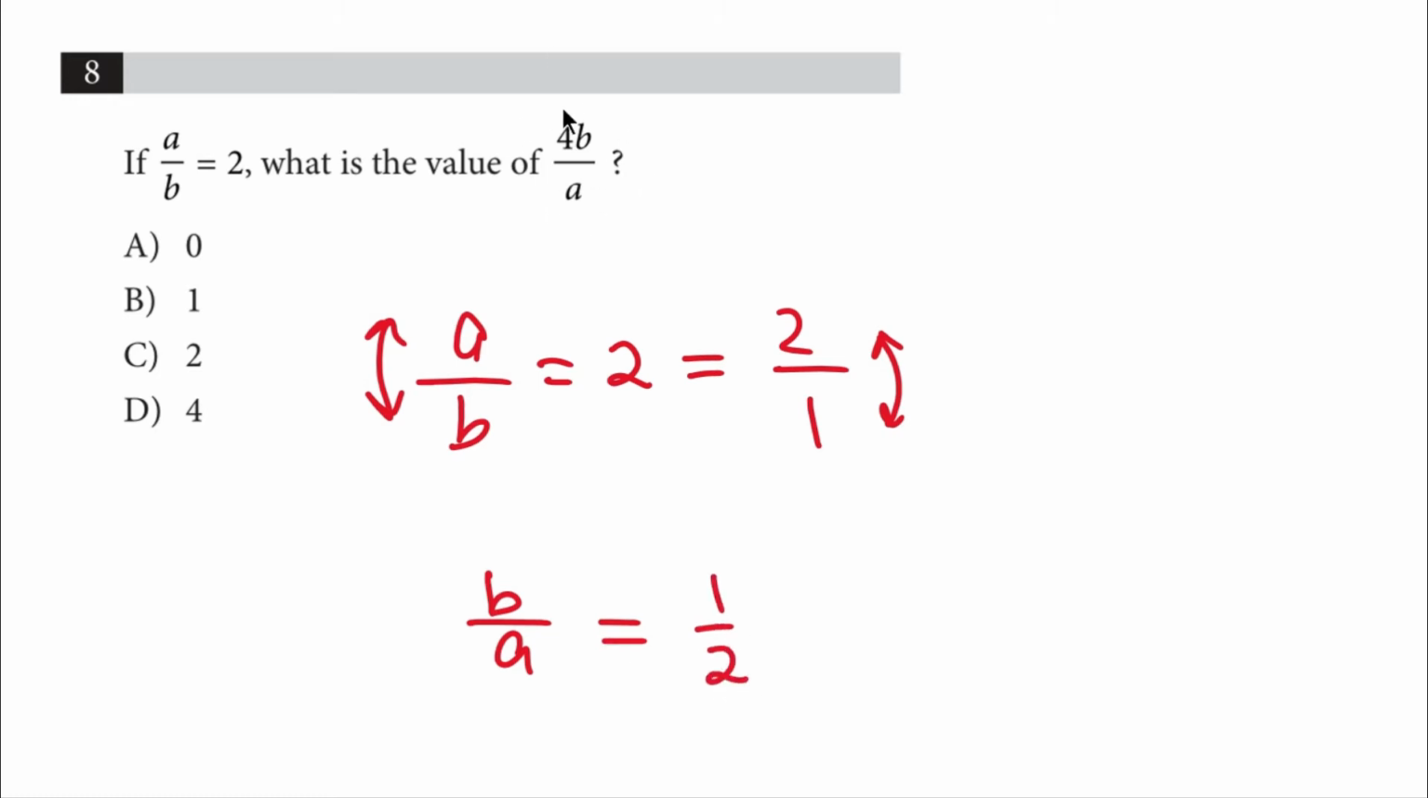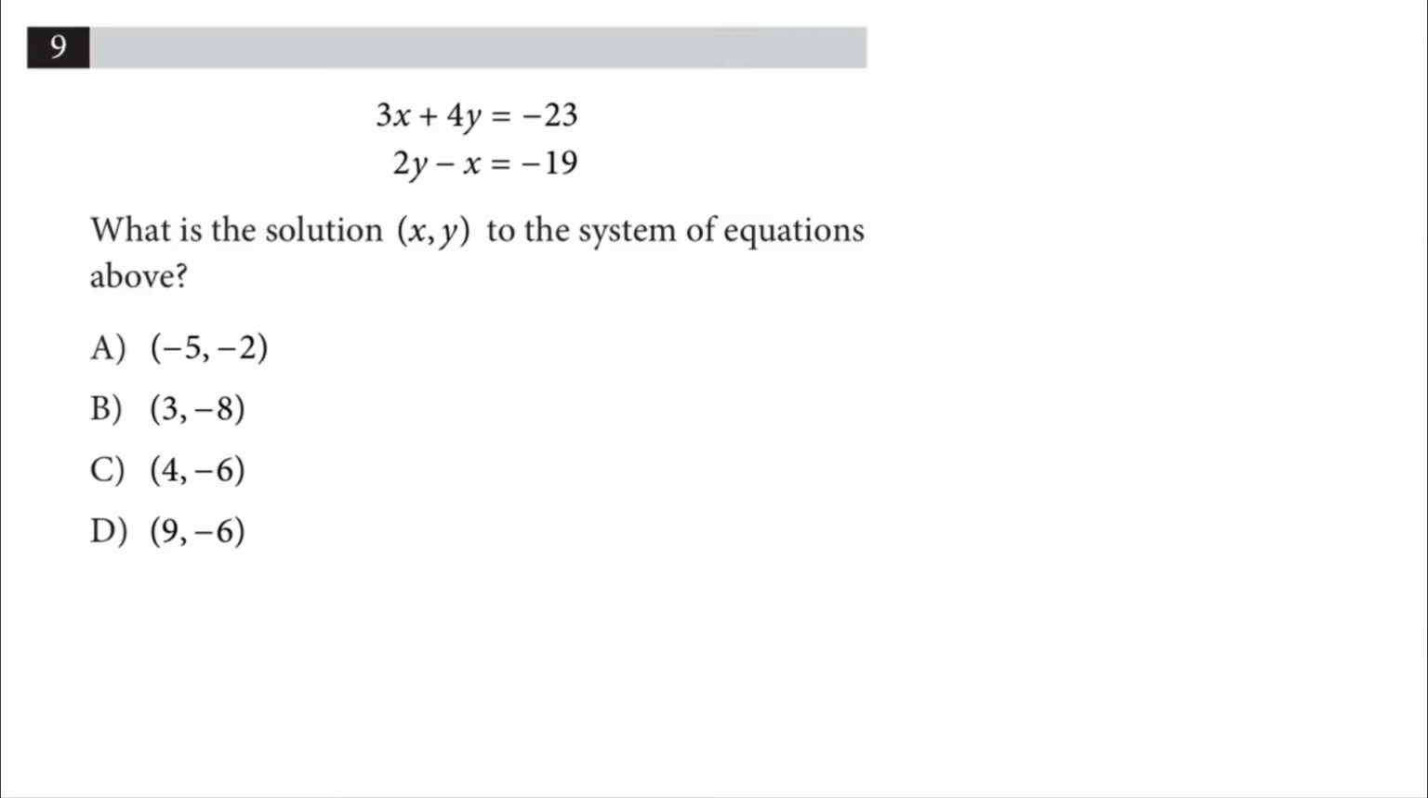Now, just like here, let's multiply everything by 4. So if I multiply the left hand side by 4, I will have to multiply the right hand side by 4 as well. So 4B over A is equal to 4 times 1 over 2, which is actually equal to 2. Therefore, 4B over A is 2. There is also another way to solve it, but this one is the shortest version. Now let's move on to the next question.